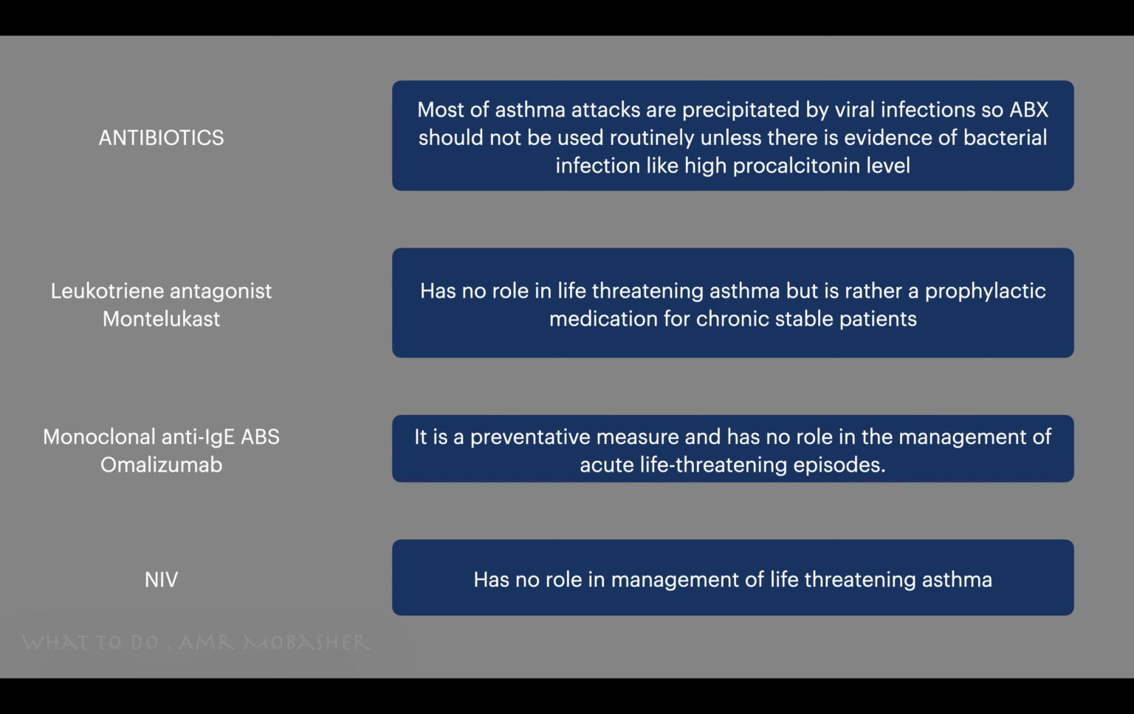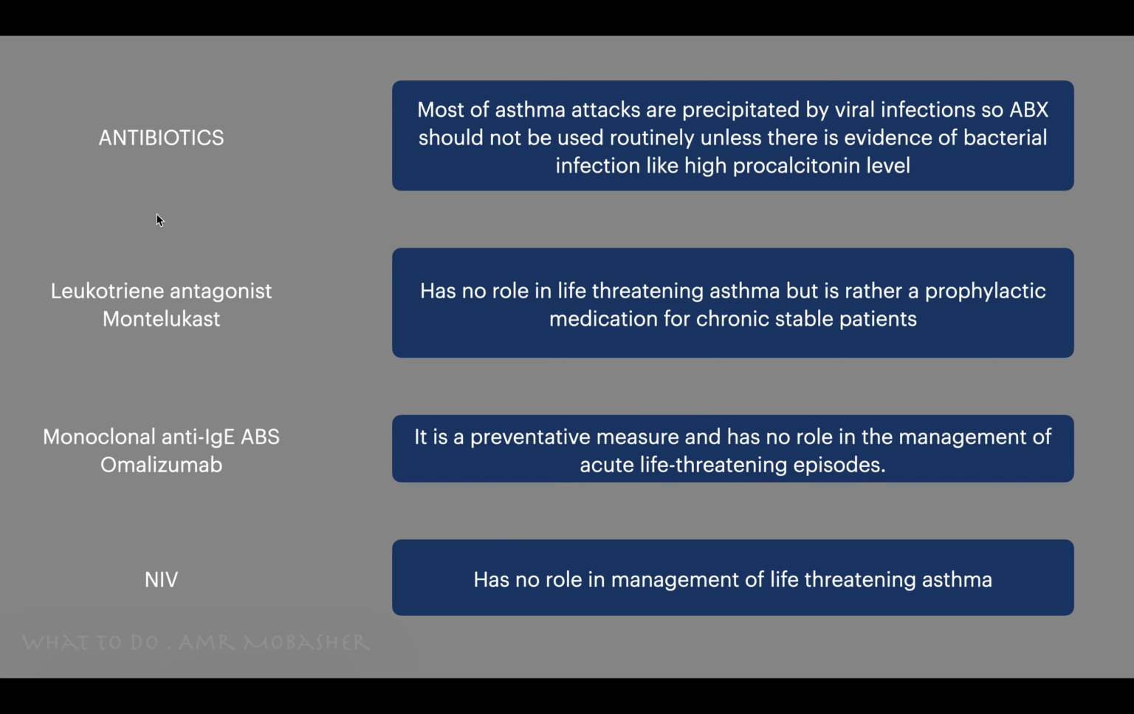Now some quick questions and answers. What about the antibiotics? Should I prescribe antibiotics routinely for all patients with life-threatening asthma? The answer is no. Most asthma attacks are precipitated by viral infection, not bacterial infections. That's why antibiotics shouldn't be prescribed routinely unless there is evidence of bacterial infection, like high procalcitonin level. Otherwise, don't prescribe antibiotics.